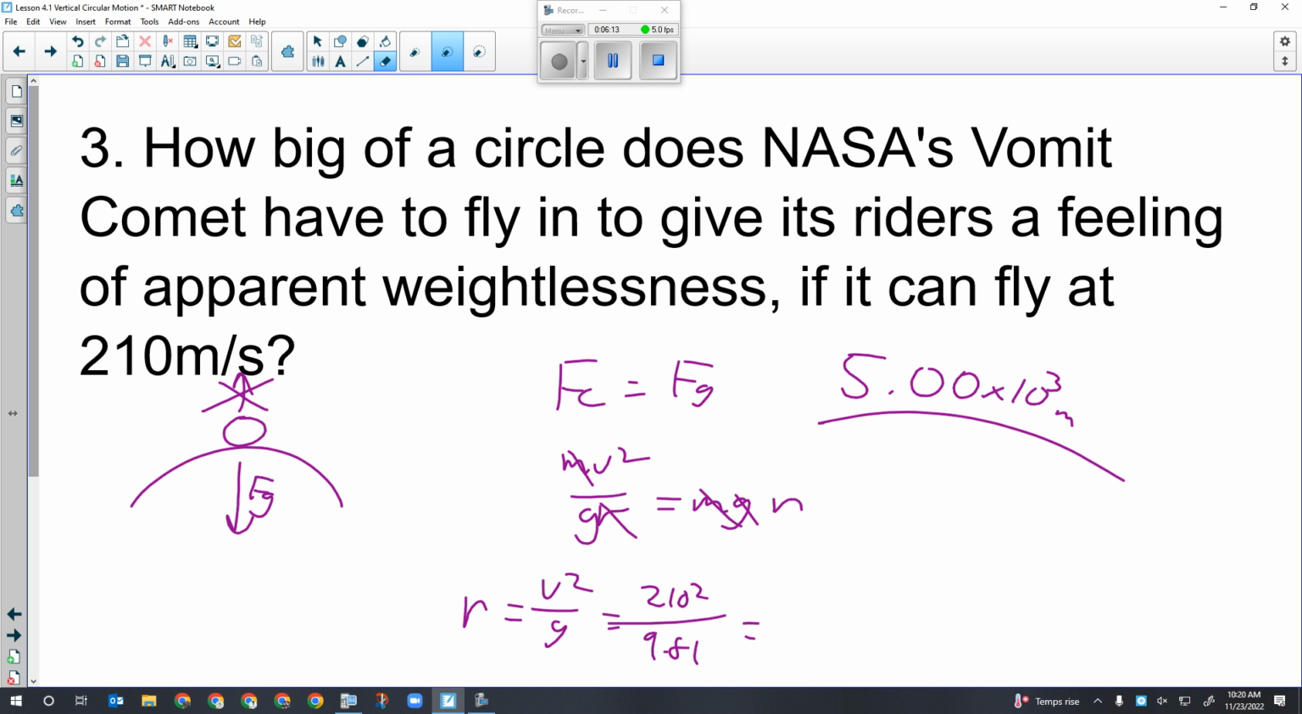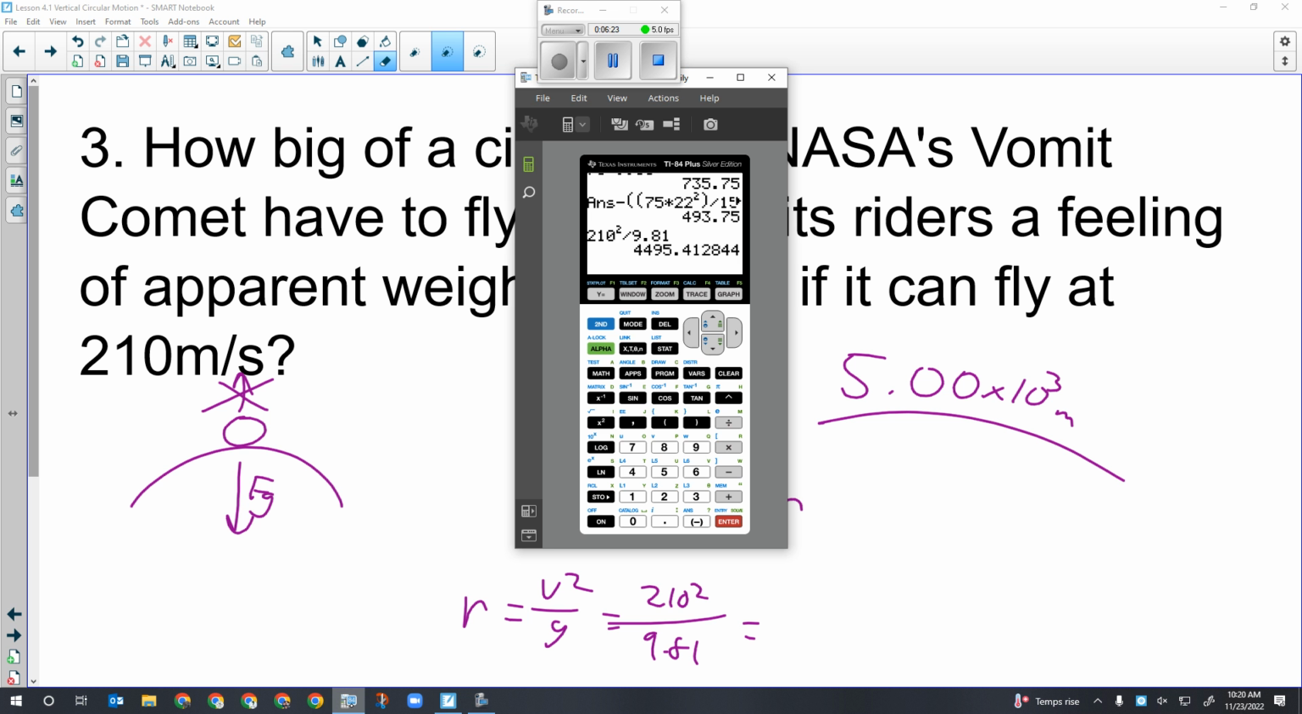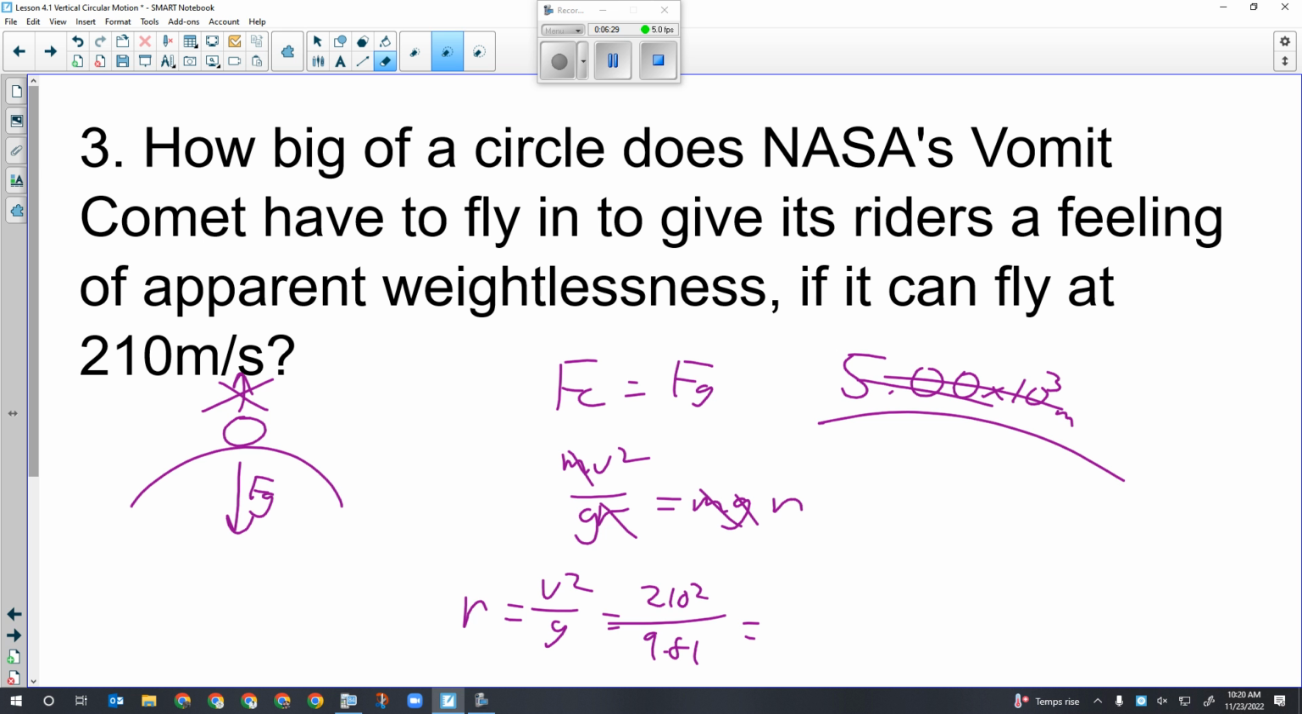Why did you round that down from 4.5 and 5.00? It's 4.5. Oh, sorry, I was looking at 4.9. Did I just look at it wrong? It was 4,490. I was looking at 4.95. Sorry, you're absolutely right. Yeah, 4.50 times 10 to the 3 meters. Sorry, yeah.